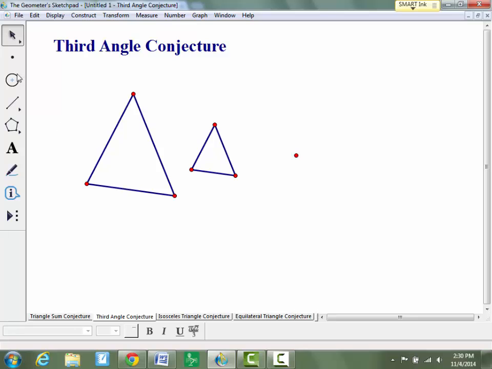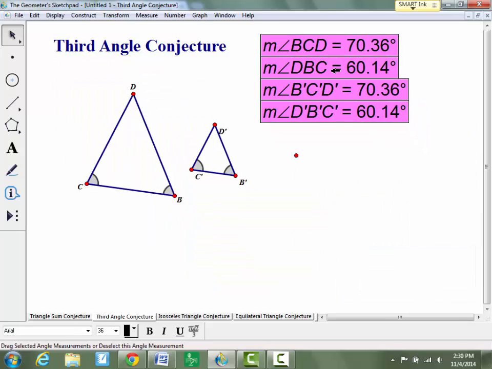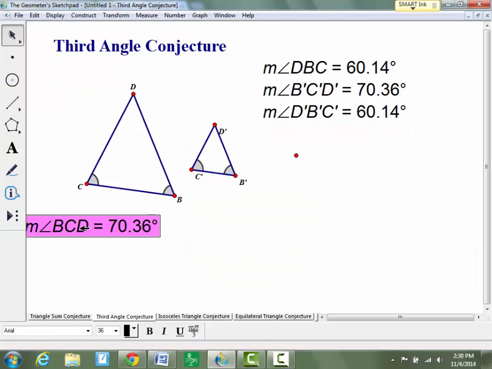Okay, so what do I want to show here? I want to show that if two of these angles are the same, okay, so I'm going to measure all four of these angles. Measure angles. So we're going to show that that angle there, let's see if I can move some of this stuff over here.